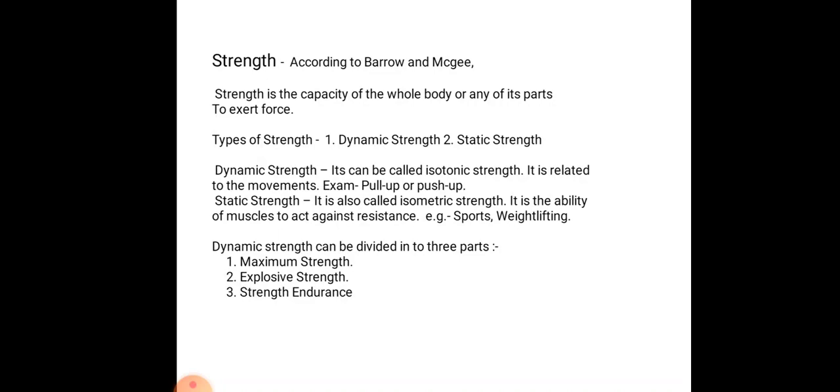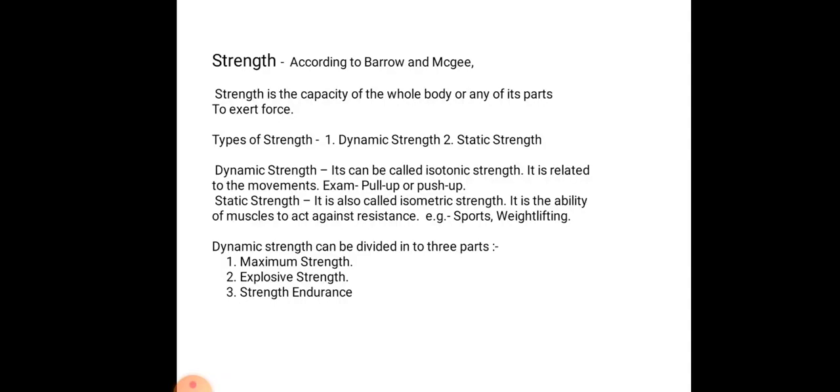You can say muscular strength is the force that a muscle or group of muscles can exert against a resistance in one maximum effort. Also, the amount of force a muscle or muscle group can exert is called strength. There are two types of strength: dynamic strength and static strength.